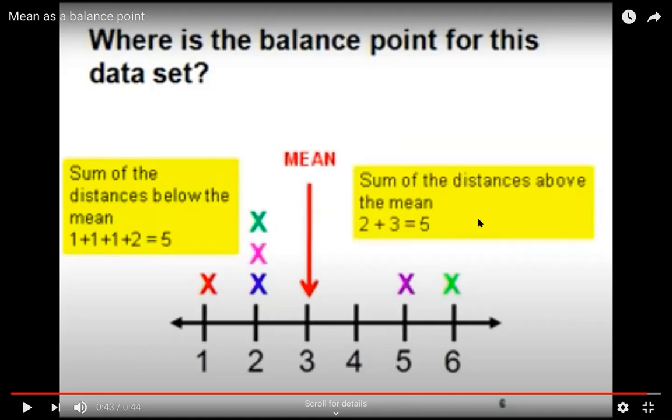Ahmed Nabhan, to move from number 6, the green cross, to the mean, how many spaces do I need to jump? Let's do them together. You will count with me. 1, 2, 3. Bravo. Amazing. Turkey, to move from the purple cross on top of 5 to the mean, how many spaces do I need to jump? 1, 2. Excellent. 2 plus 3? 5. So do you see how the sums of distances below and above the mean are balanced? They are equal? Do you get it now?